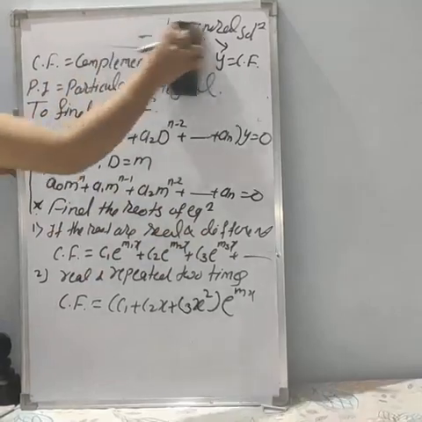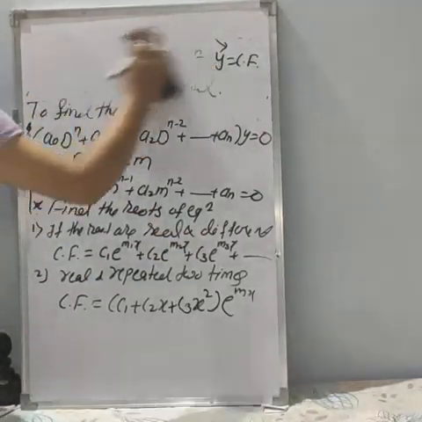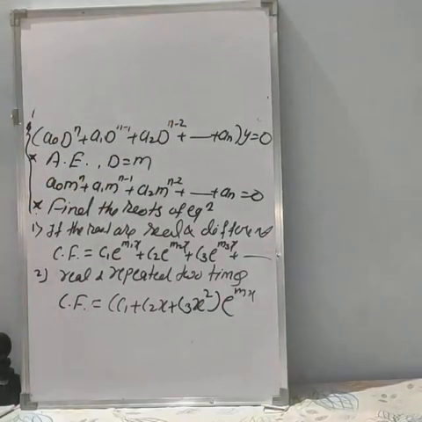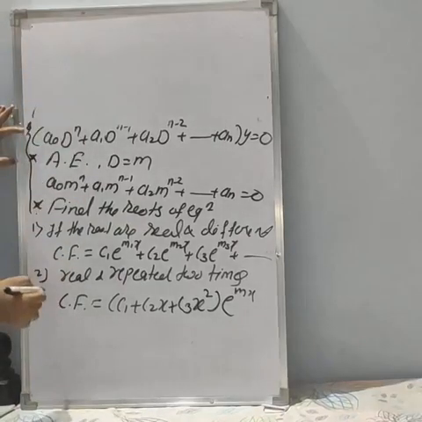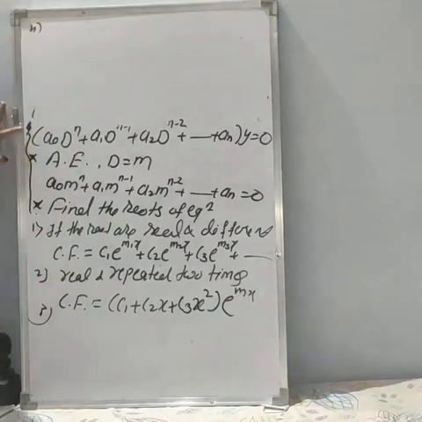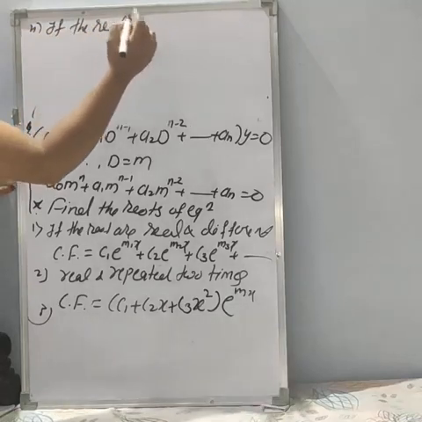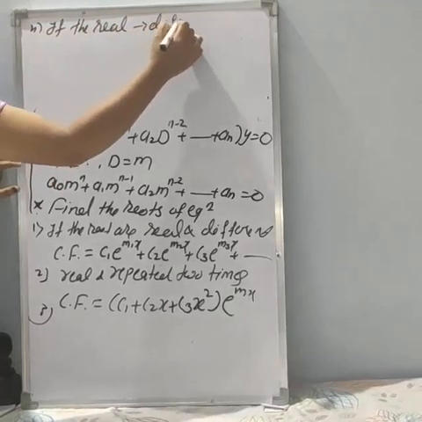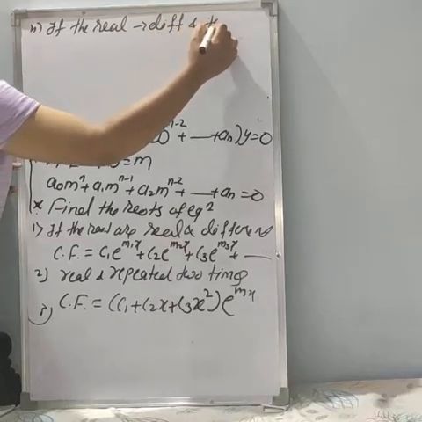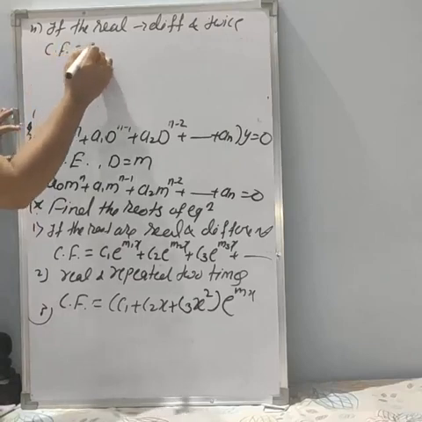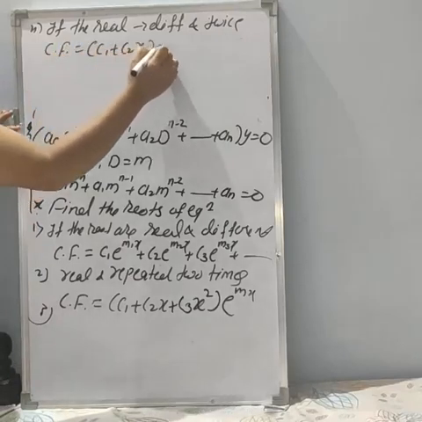The next case is if your roots are imaginary. But before that, suppose all the roots are real, and one root is different and one is repeated twice. Suppose there are exactly 3 roots, one different and 2 repeated. Then the complementary function is given by c1 plus c2x e to the power of mx.